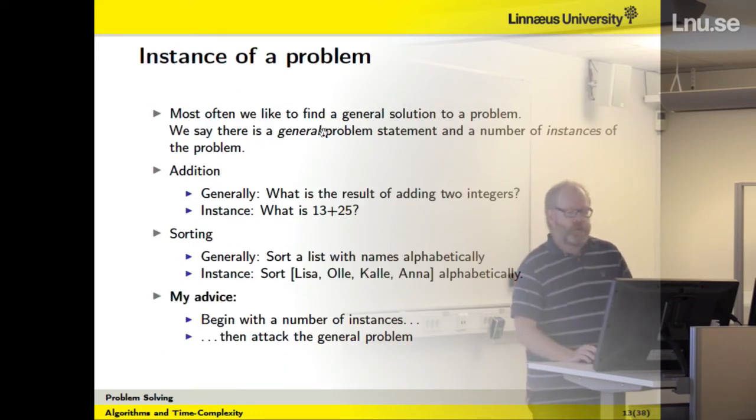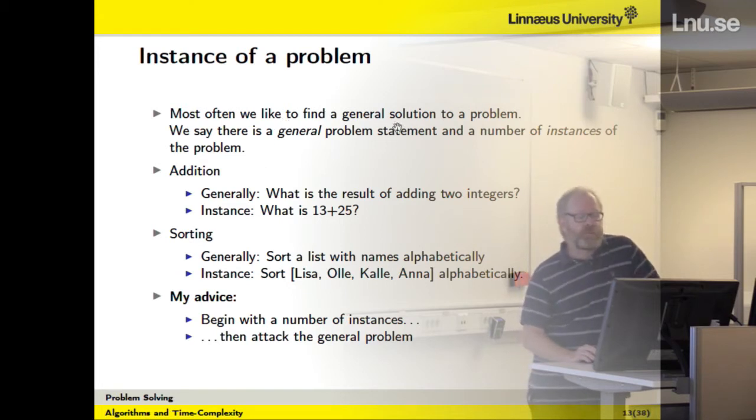So in most cases we are interested in finding the general solution, but it is always a good idea to start with an instance and try to solve an instance of the problem. Generally, what is the result of adding 2 integers? An instance would be, what is 13 plus 25? If you cannot solve this problem, the likelihood that you will solve this one is minimum.